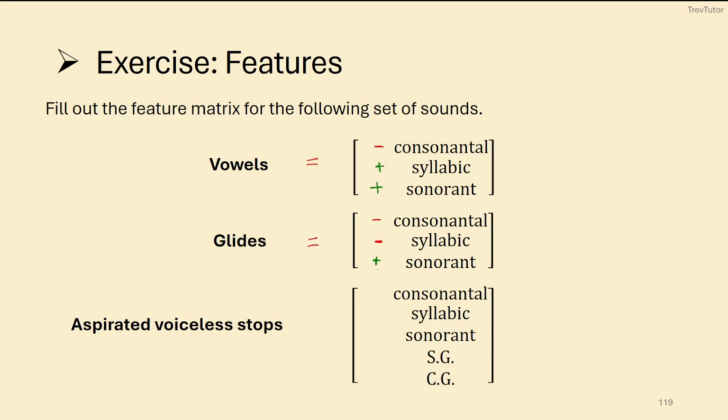So if you want to know the differences between vowels and glides in terms of features, it's really just a difference in the syllabic feature. The consonantal and sonorant are going to be the same between both of them.